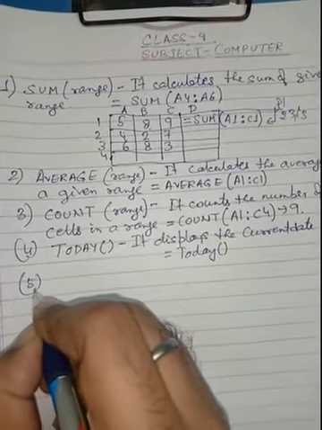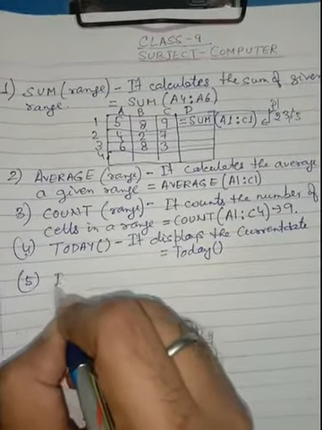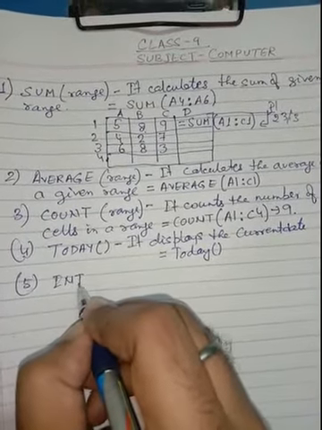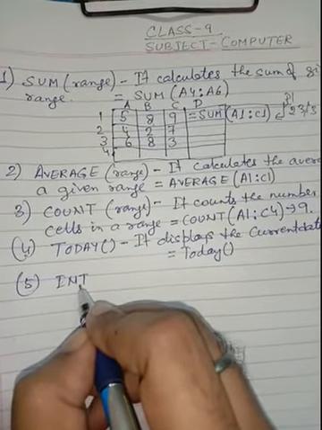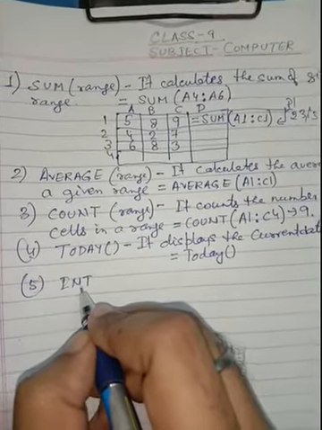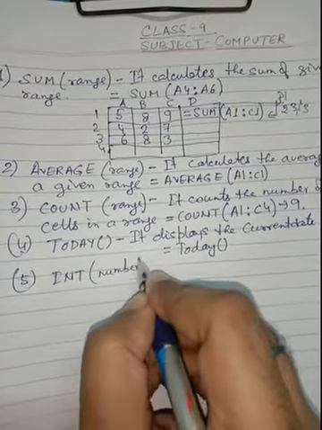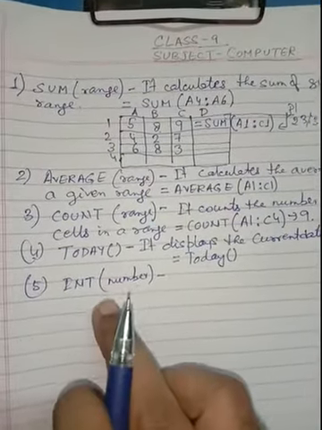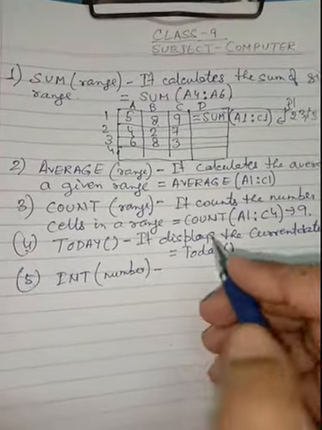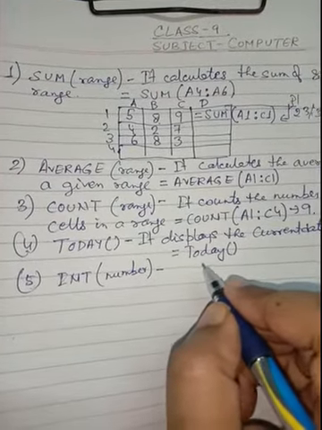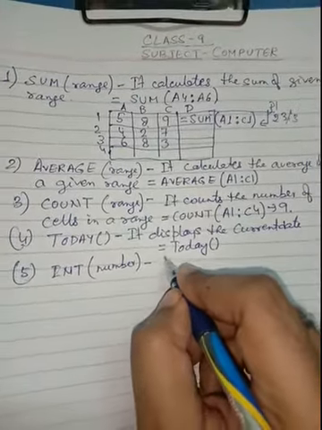The next function that we have is INT. INT stands for integer. What is an integer? All negative and positive values including 0 are known as integers. And then we write a number over here. Now what does it do? It rounds off a number to the nearest integer.